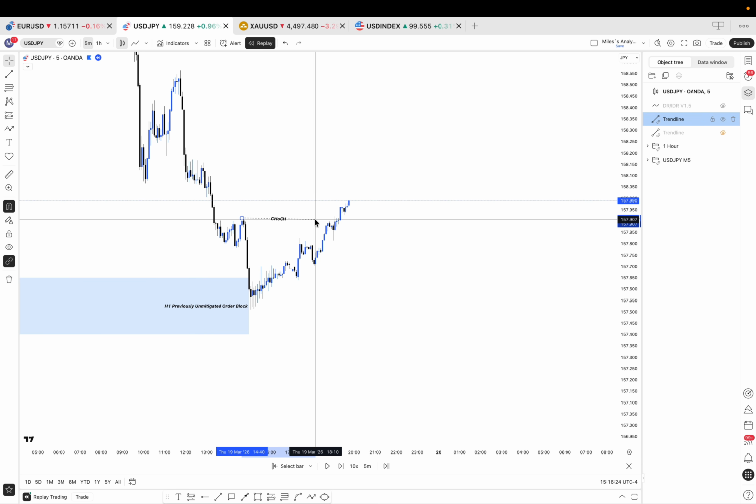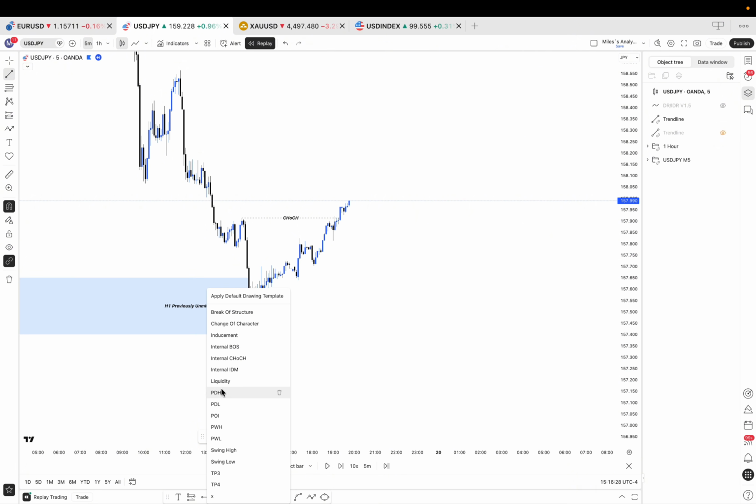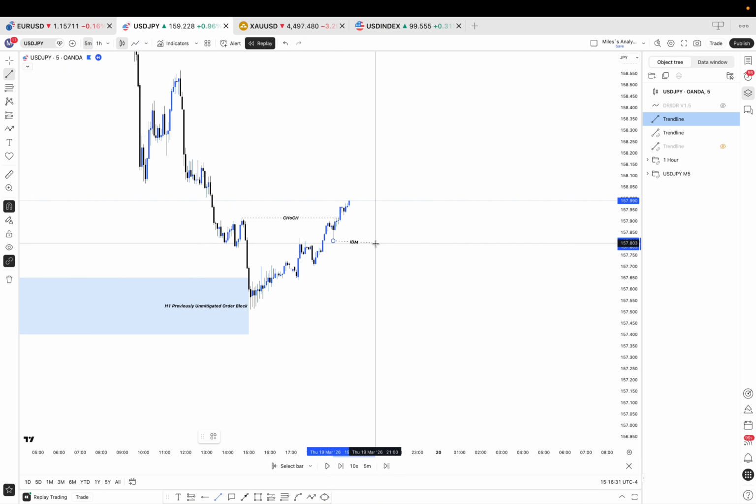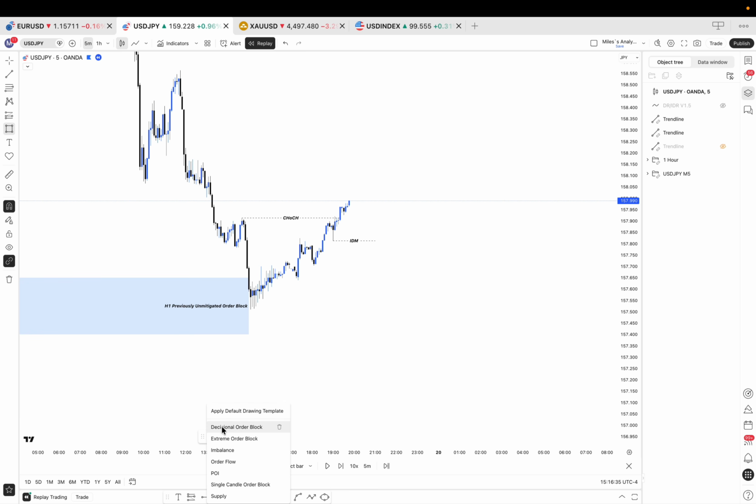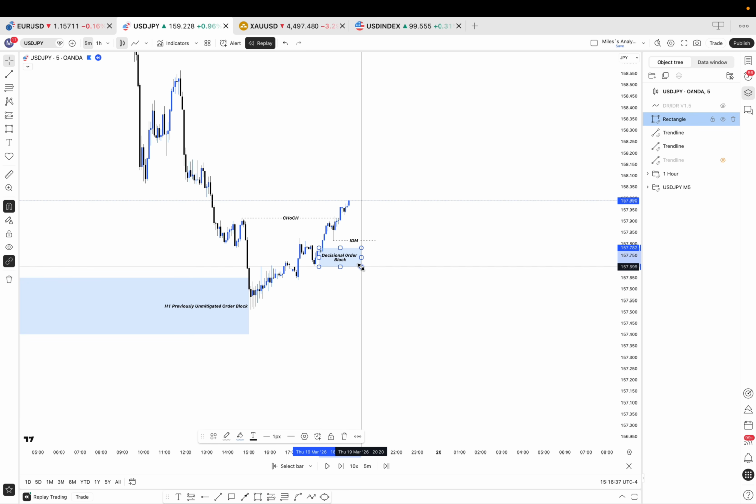So after this change of character was taken out, I saw an inducement which was right here, and below the inducement we had a valid decisional order block which was right here.